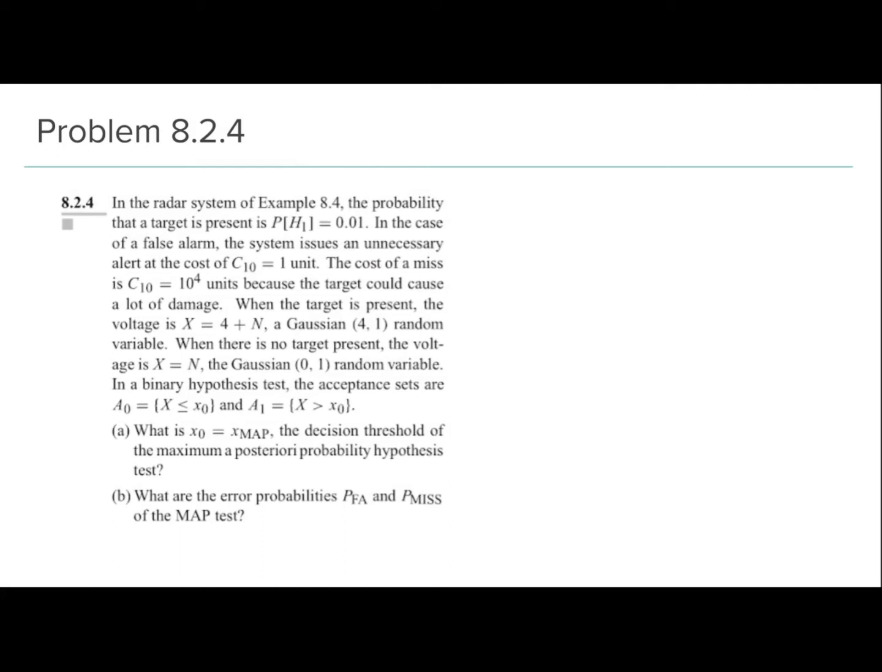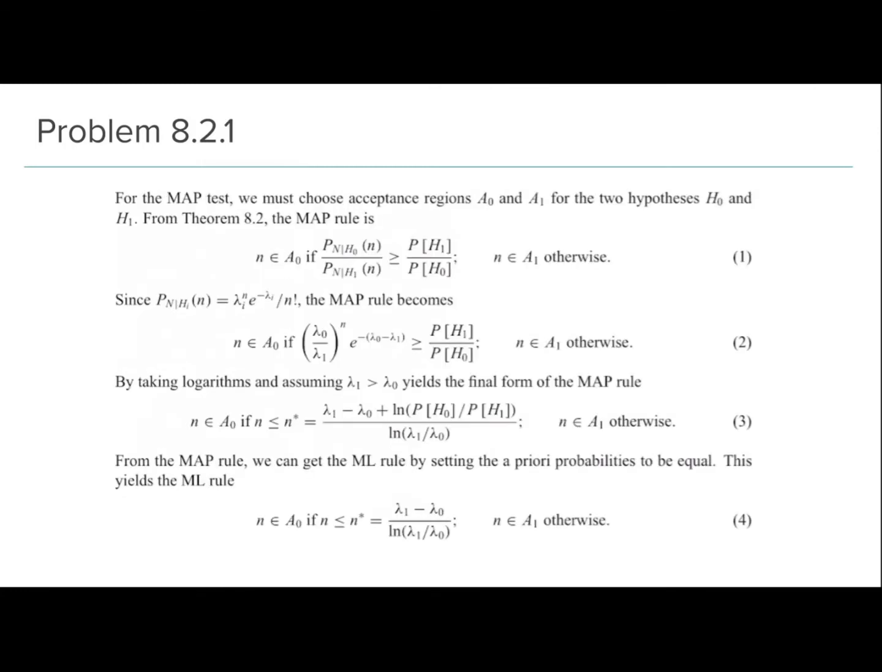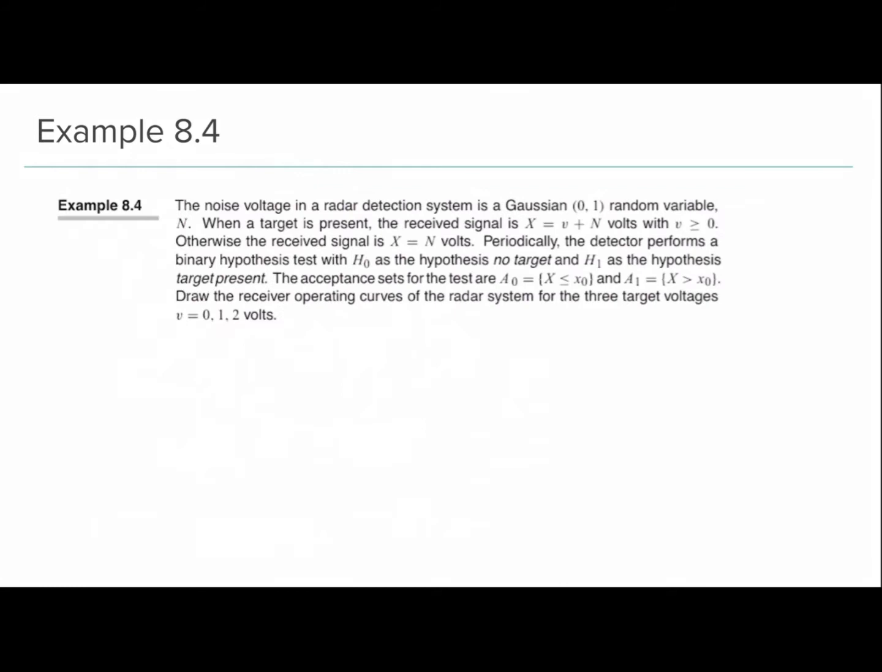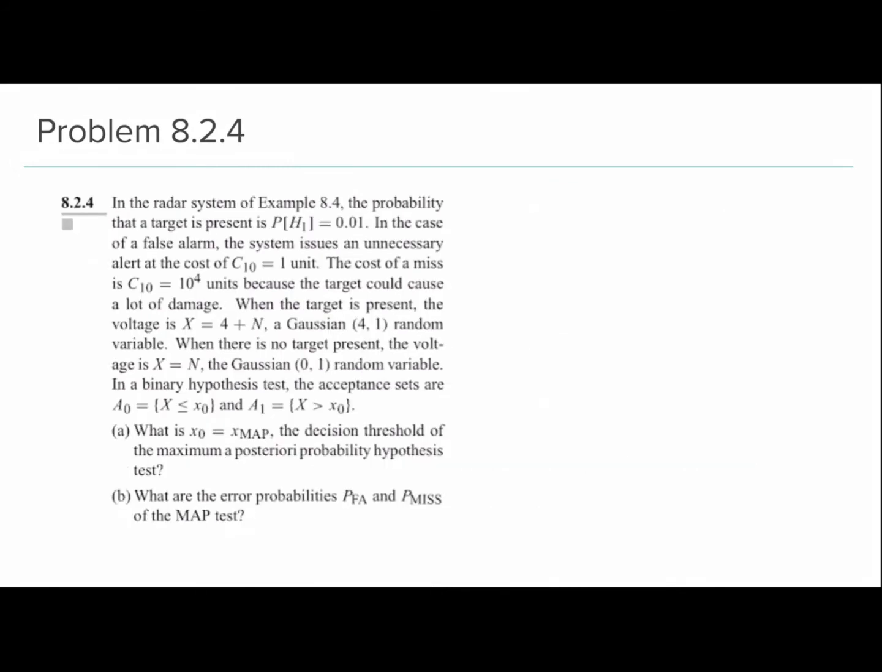We're given that the problem is the same as example 8.4, so let's go through example 8.4 once again. In example 8.4, if the target is present, then x is equal to v plus n, which for our question is now 4 plus n. If the target is not present, x is equal to n, and the acceptance set a naught is x less than or equal to x naught, and a1 is x greater than x naught. I think we have all the information here.